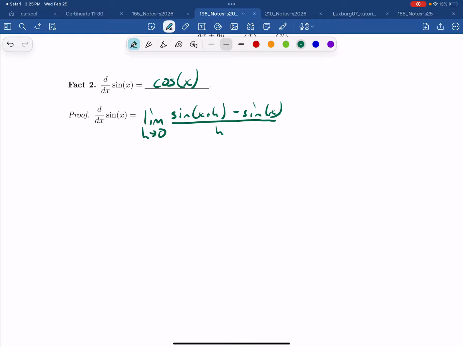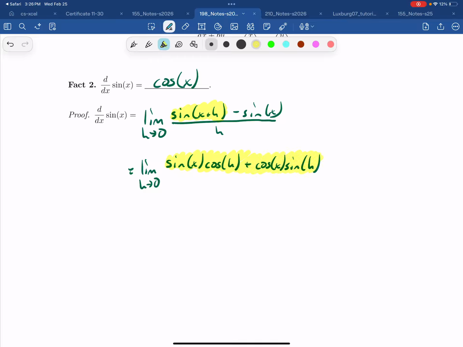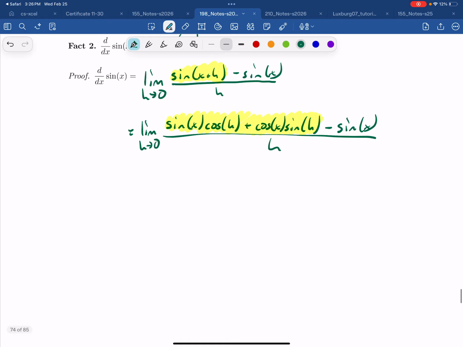Now, at this point, you do need to know the trig identity, which maybe you've seen before, that sine of x plus h is the same as sine of x cosine of h plus cosine of x sine of h. I won't get into the identity, but it turns out this is the same as that. And then we have the rest of this stuff right here, dividing by h over here. And so we're just going to group those two together.